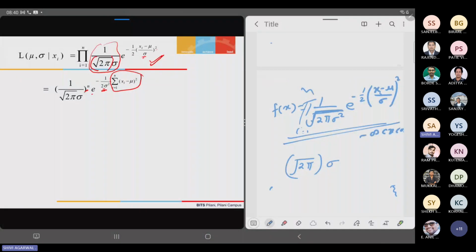Now it is very difficult to find the maximization point of this because the power is there. To find the maximization, we take the differentiation with respect to the parameter and put it equal to 0. The differentiation part is equal to 0. That is what we are doing here.